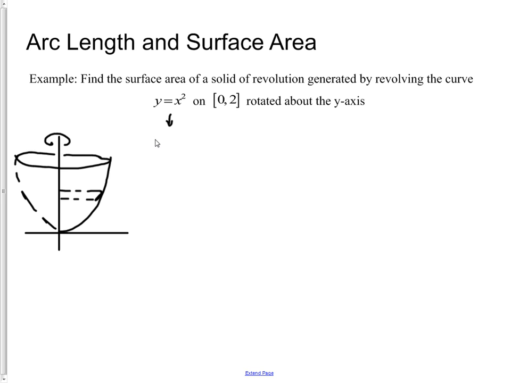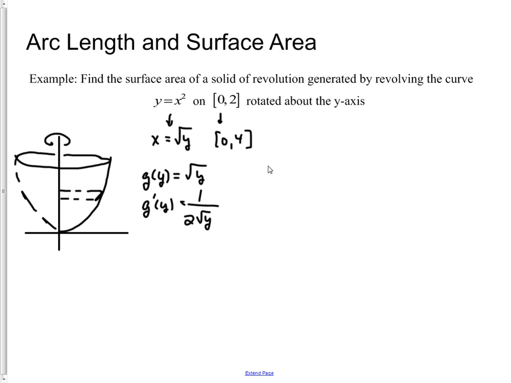Let's re-express this. This is actually going to be the curve x equals square root of y, on an interval from y equaling 0 to y equaling 4, which should look pretty familiar to us if we've seen the last video. That means that we've got a function of y here, g of y, which is our square root of y, and that g prime of y will end up being 1 over 2 times the square root of y.